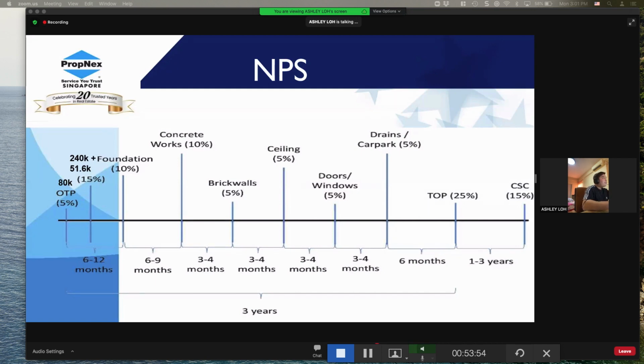So you will see at 15%, I have 240,000 plus 51.6. The 51.6 is where my buyer's stamp duty and lawyer fee come in. Remember, 48.6 is the buyer's stamp duty, 3K is the lawyer fee. Then after that, followed by foundation, concrete, brick wall, ceiling, all these add up to your $1.6 million.